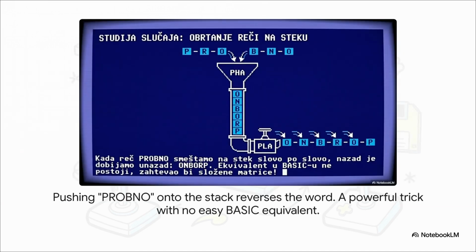And this simple idea leads to some brilliant tricks. If you take the Serbian word for sample, probno, and you push each letter onto the stack, and then pull them all back, you get onborp. The word is perfectly, instantly reversed. This is an incredibly elegant and super fast trick in assembly. Trying to do the same thing in BASIC, that would require a much more complicated and clunky routine.